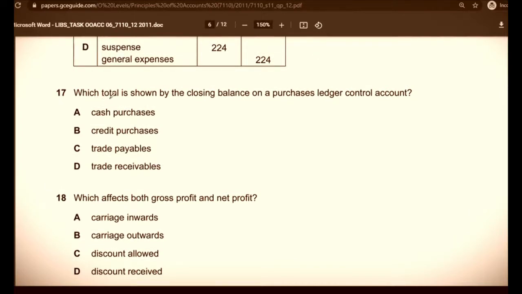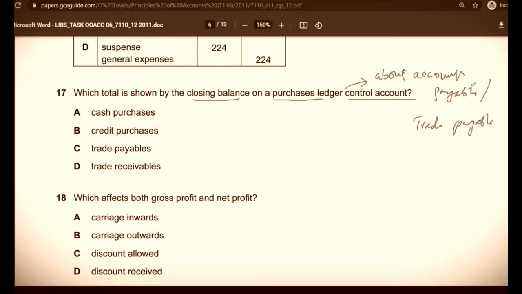Multiple choice 17. Which total is shown by the closing balance on the purchases ledger control account? So purchases ledger control account is about accounts payable or trade payables. So the correct answer to multiple choice 17 is option C.